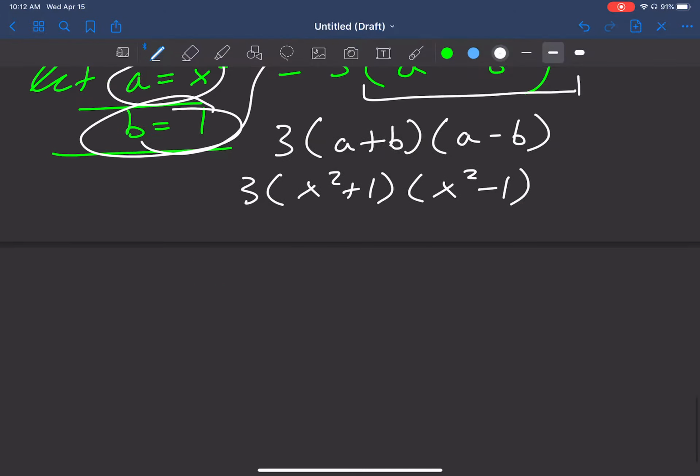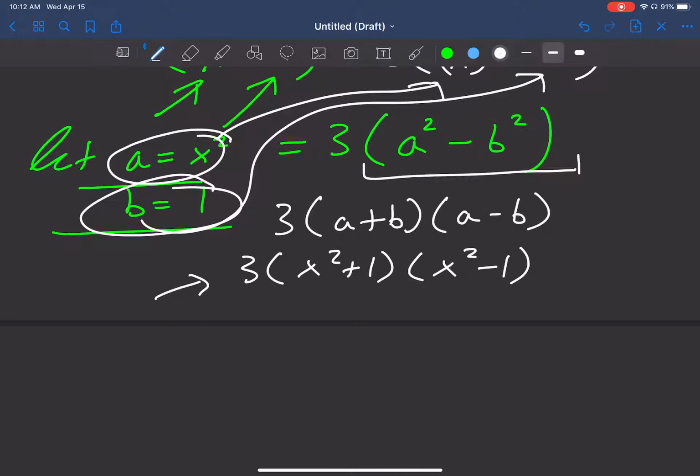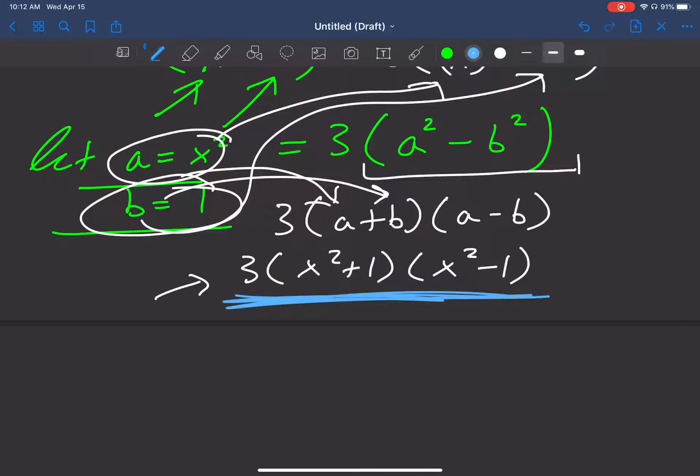Again, all we said is our a is x squared and our b is 1. So that's how we got this here, what I'm underlining in blue. Now that we have this, let's see if this is an answer choice. Looking at the answer choices, none of these fit. A doesn't fit, B doesn't fit, C certainly doesn't fit. So the only one you're really left with is D.